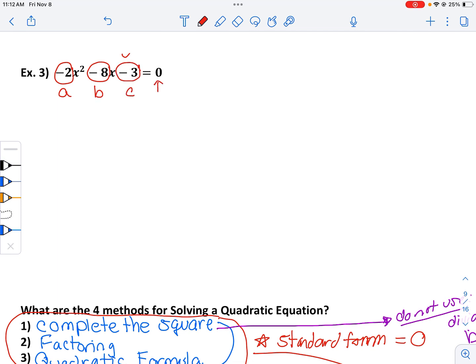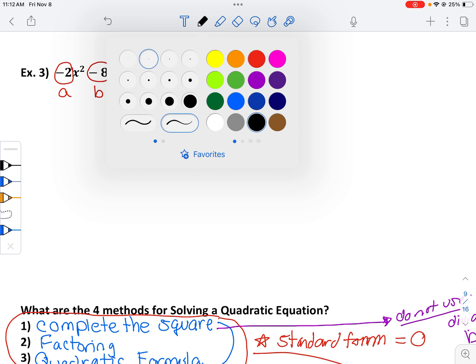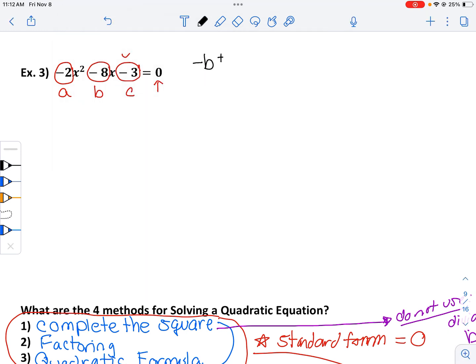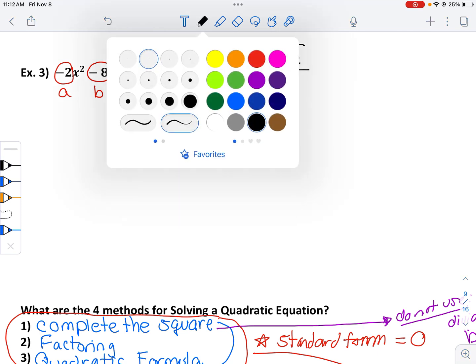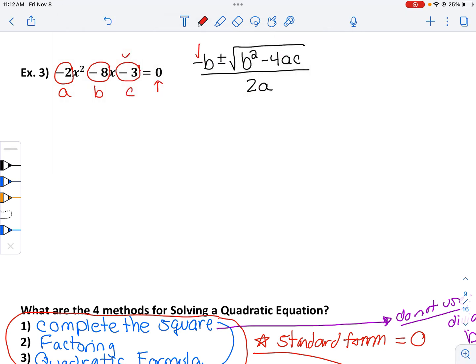Notice that it is set equal to 0. We're going to plug it into the quadratic formula. Opposite of B plus or minus square root of B squared minus 4AC over 2A. Okay, as we plug it in, do note that we are doing the opposite of B.